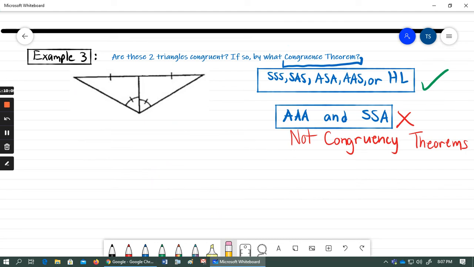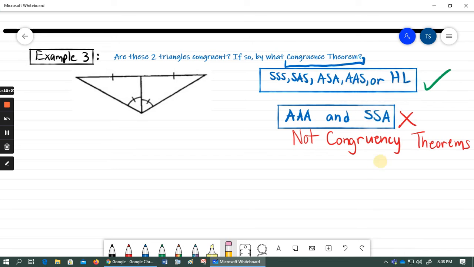Alright, next example. So here's example 3. Are these two triangles congruent? And if so, by what congruence theorem? Again, folks, remember that we've talked about 5 types of congruence theorems. These two that I have written right here, the triple A and the SSA, those two are not congruency theorems. But again, folks, let's go ahead and do example 3.